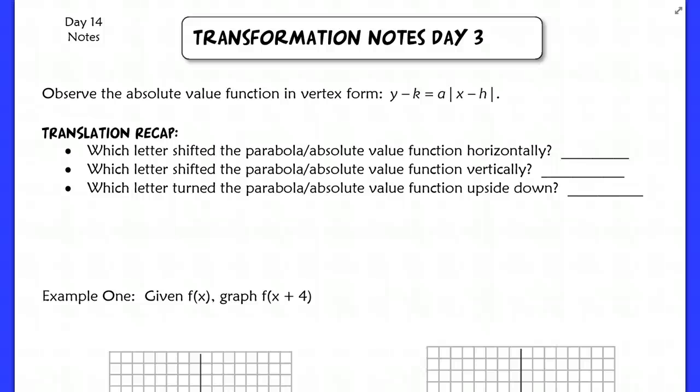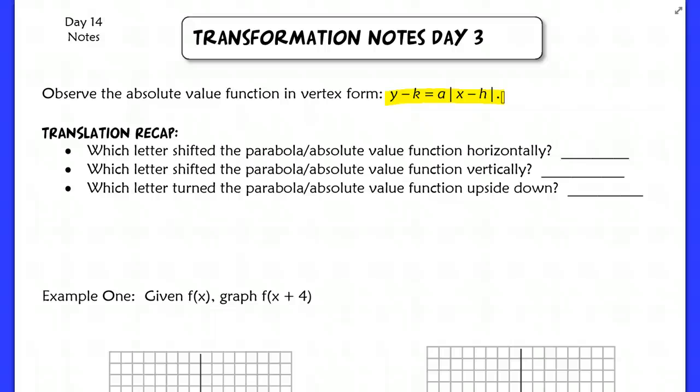This is the last lesson for transformations. We're going to be taking our transformations that we noticed with our absolute value function. So here's the general form of that absolute value function, and we're going to be applying it to transformations that don't necessarily look like a regular function that we're typically used to.